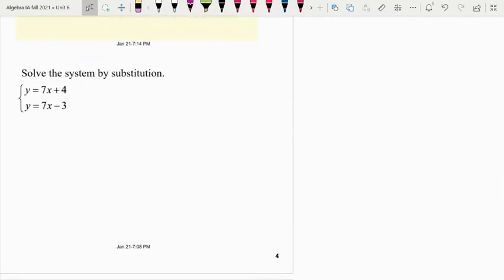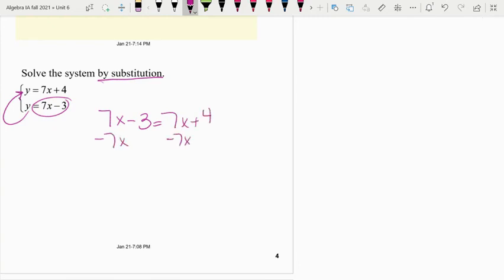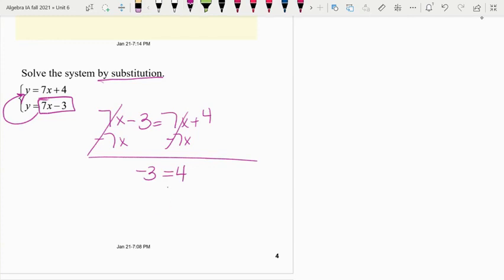So here we have y equals 7x plus 4 and y equals 7x minus 3. And we want to solve by substitution. We can see they're parallel, but let's see what this means by substitution. So I'm going to substitute that in for the 7x minus 3 and for the first y. So 7x minus 3 equals 7x plus 4. So subtract 7x on both sides. So I get negative 3 equals 4. That is not a true statement, so no solution. And that's all I need. So we have parallel lines.